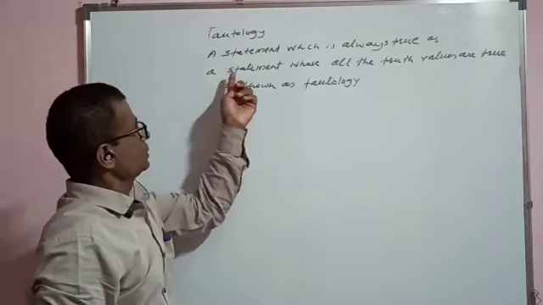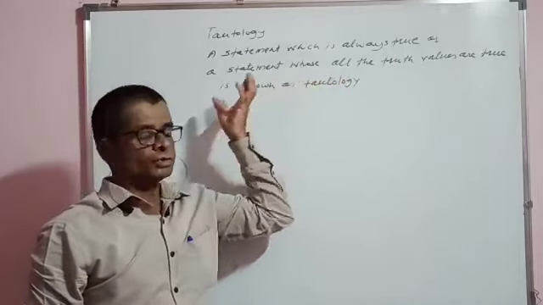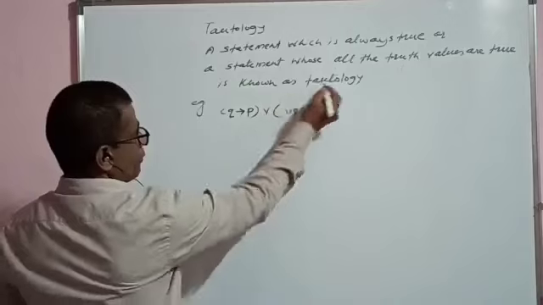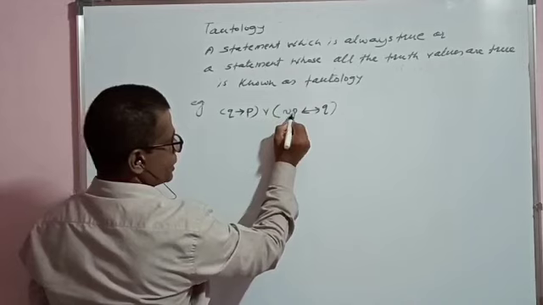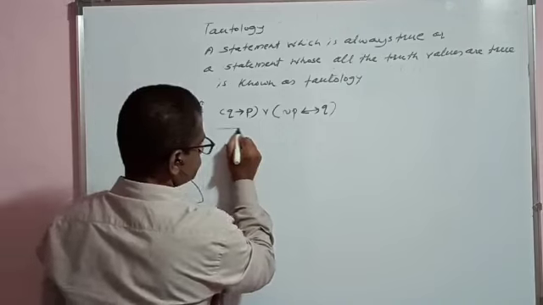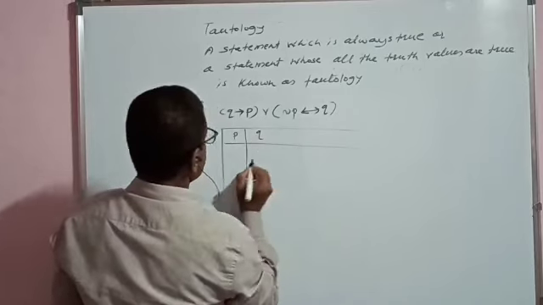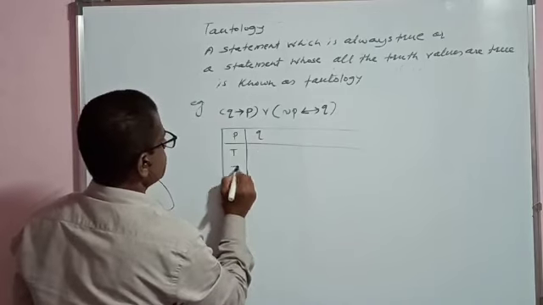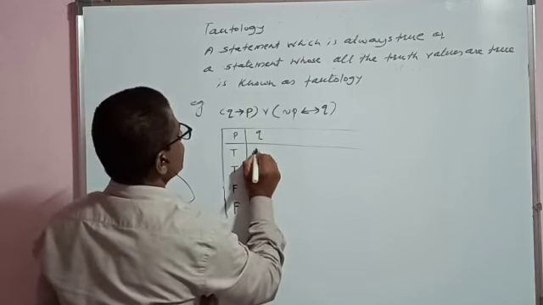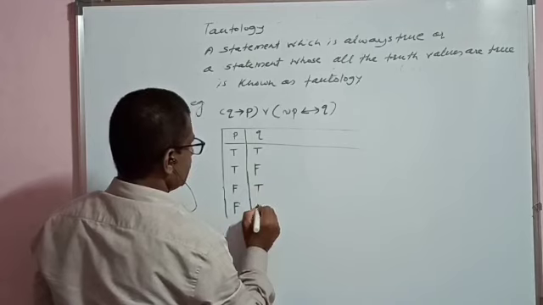Tautology, the meaning is what? A statement which is always true, or a statement whose truth values are all T, is known as a tautology. For example, say Q conditional P, disjunction negation of P conditional Q. So let us construct the truth table. The statement letters are P and Q. So the truth values are T, T, F, F. Then the truth values of the statement letter Q: T, F, T, F.